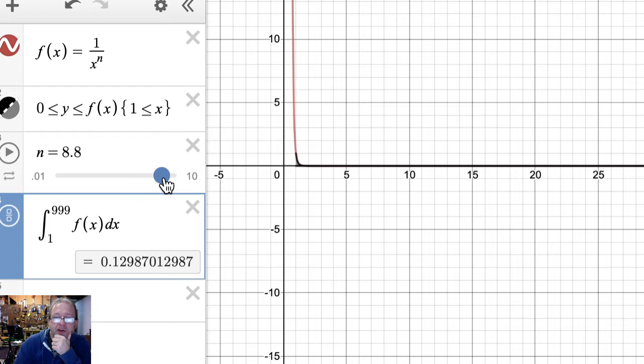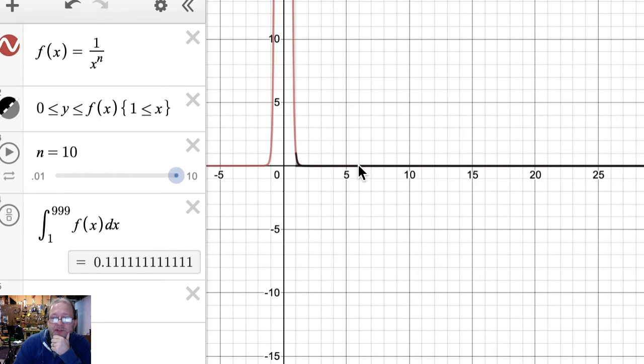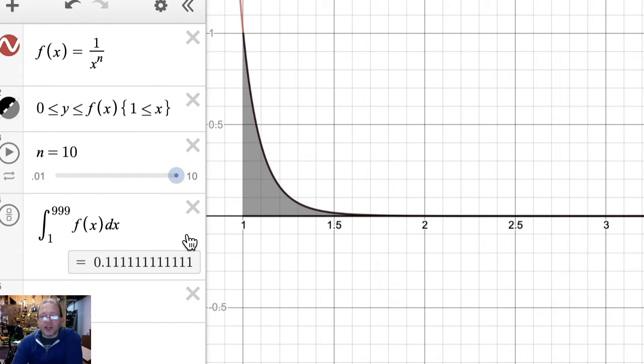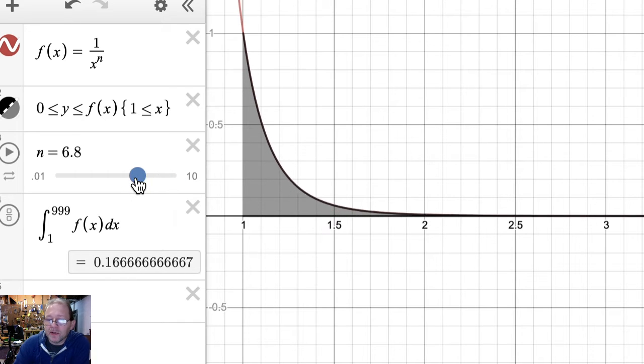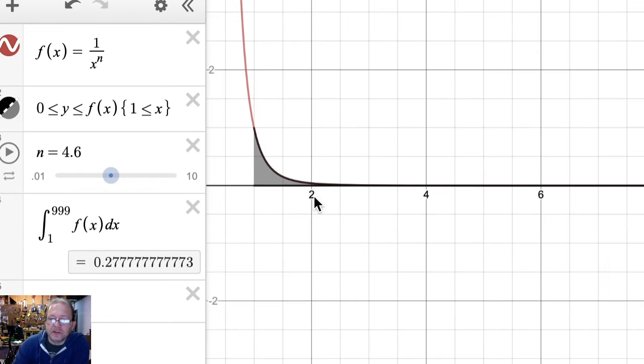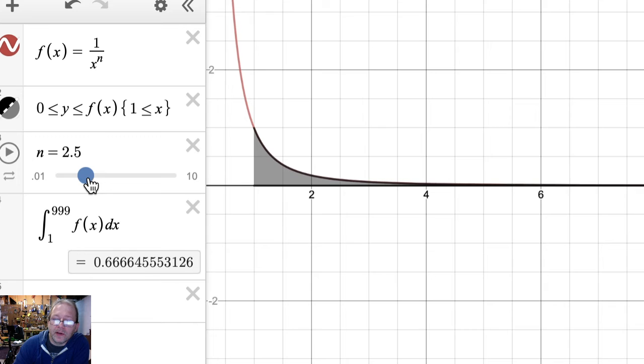Now, when x is bigger than 1, notice what happens here. This thing shrinks down really, really fast. This is 1 over x to the 10th that we're looking at. The y value of this function, 1 over x to the n, just drops off to nothing really quickly. And it drops off fast enough to make this area finite. But if I move this back closer to 1, notice it gets bigger and bigger.